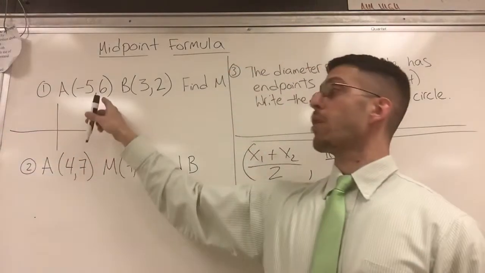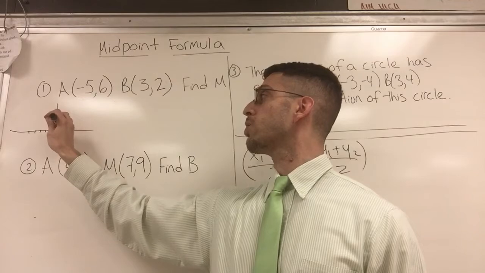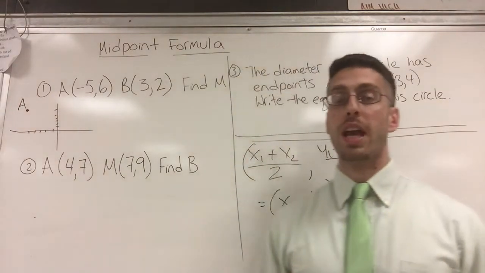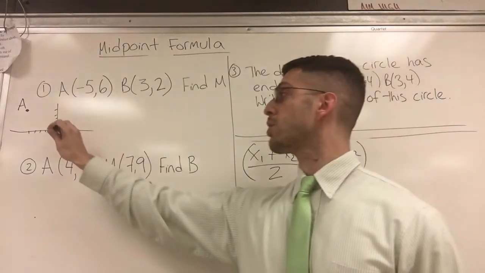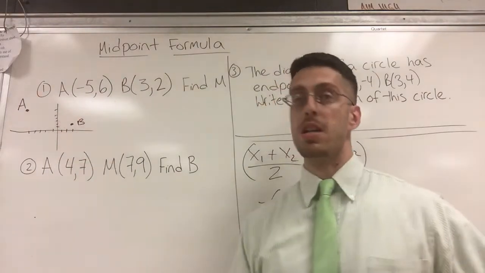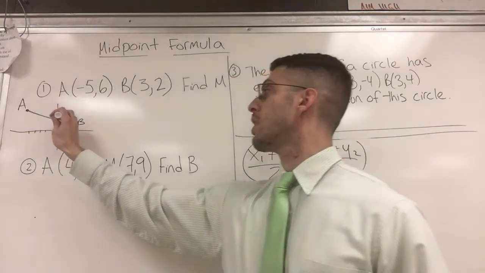So first, here's a rough sketch. -5, 6. 1, 2, 3, 4, 5. 1, 2, 3, 4, 5, 6. -5, 6 is right here. I'm going to call it A. And on graph paper, it's very easy. You just count boxes. Here's B. 3, 2. 1, 2, 3. 1, 2 is right here. Call it B. And then you can use a straight edge to connect the dots.